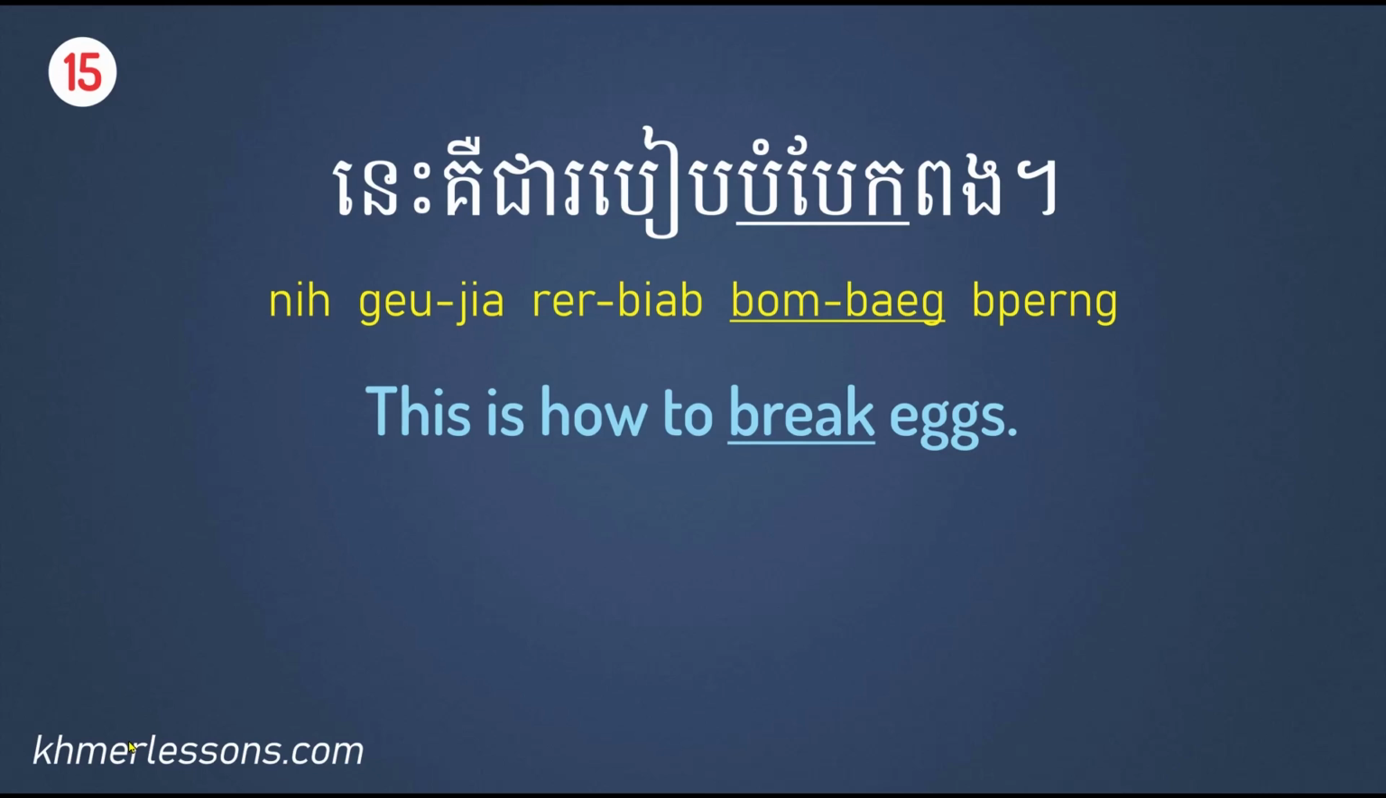In this sentence, you see the word robiep. Robiep is the word how, or method, but don't be confused, this is not a question of how. It's the way to do something, a method to do something, or this is how to do something. And you see pong is egg. So in this case you break eggs, egg is an object, so you have to say bom bay. One more time: ni kư chia robiep bom bay pong.